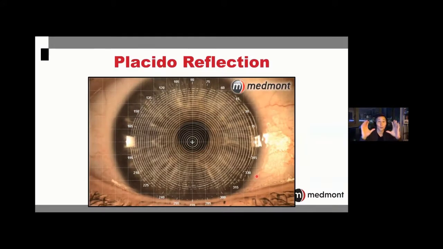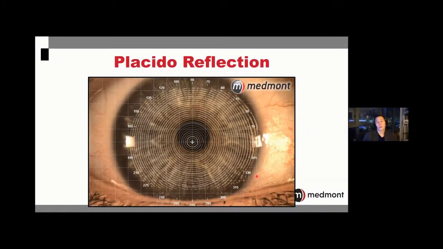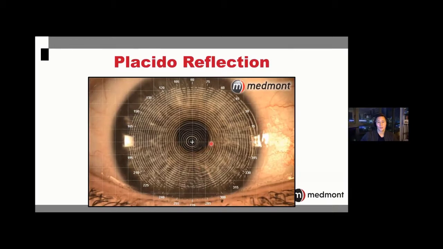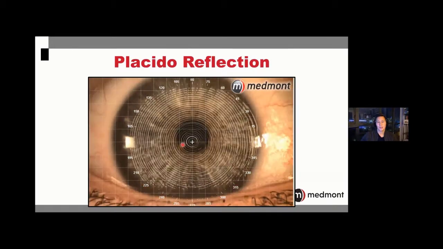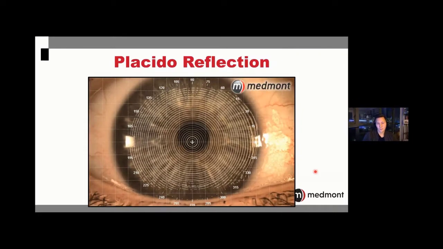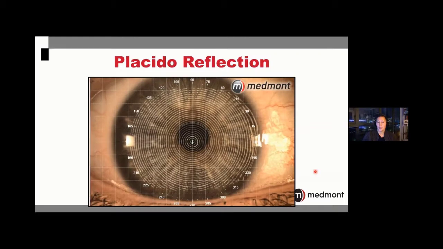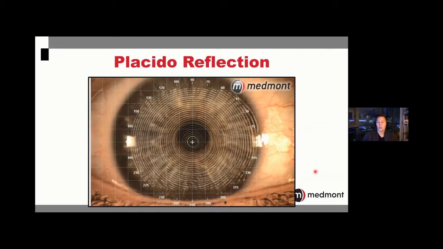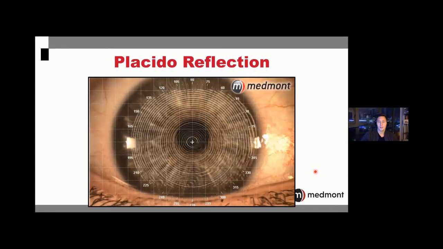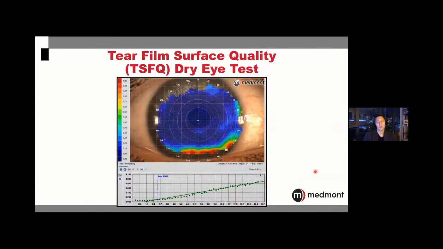The longer we hold our eye open, the more destabilized the tear film becomes. And that's evident, especially in the center here, where a lot of those rings in the center and inferior of the cornea appear to really distort. So a Placido topographer can be a way that we can measure the tear film surface quality and the tear film breakup. And the Medmont is one of those instruments that'll do that.